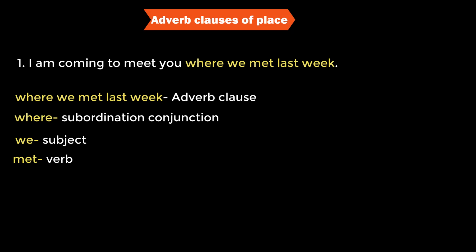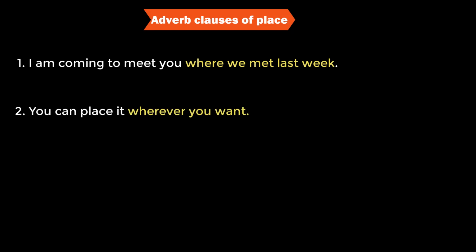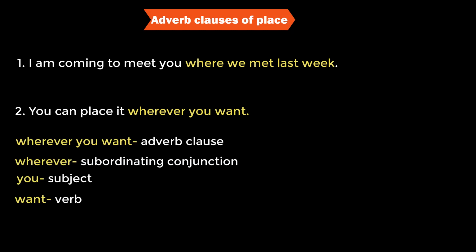I am coming to meet you. Where? Where is the place? Where we met last week. Let us take one more example. You can place it wherever you want. So wherever you want is our adverb clause. Wherever is the subordinating conjunction coming in the beginning of the clause. You is the subject of the clause and want is the verb.